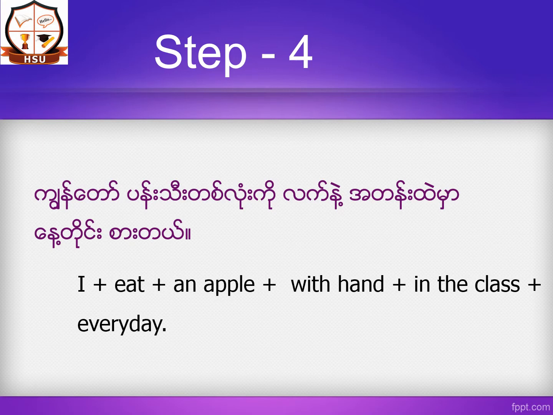Okay, step four. Similarly, now we add C3. The subject is I. The verb is eat. The object is an apple. C1 is with hand. C2 is in the class. C3 is every day. So we have subject, verb, object, C1, C2, C3. I eat an apple with hand in the class every day.